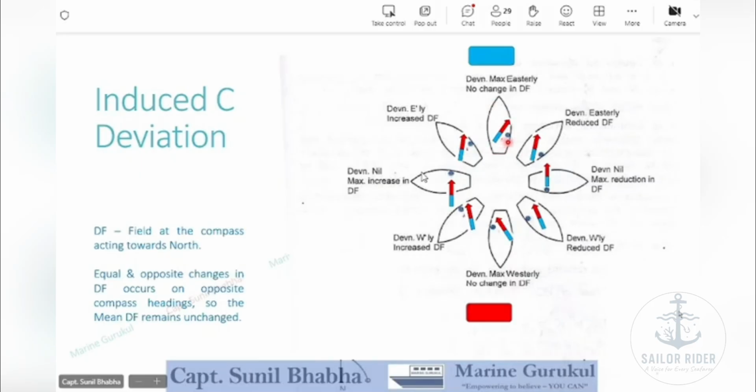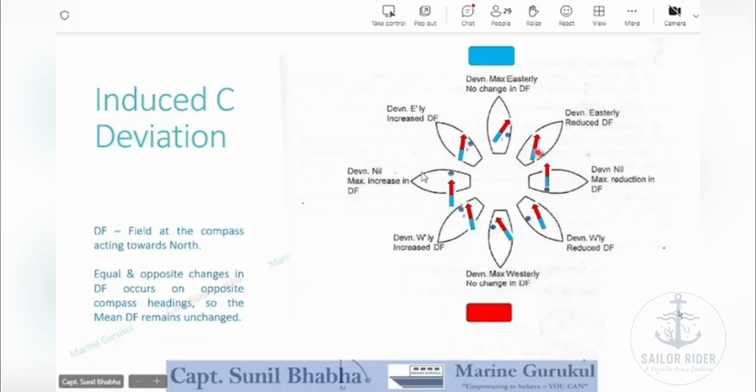On northerly heading, maximum deviation was generated because the pole was at right angles to the compass needle, whereas when the vessel is heading in northeasterly direction, the pole is not at right angles to the compass needle. It is at a 45-degree angle to the compass needle. Being southeast of the compass needle, it is at a 45-degree angle. Thus, it generates an easterly deviation, but it is lesser than the maximum deviation which was generated on northerly heading.